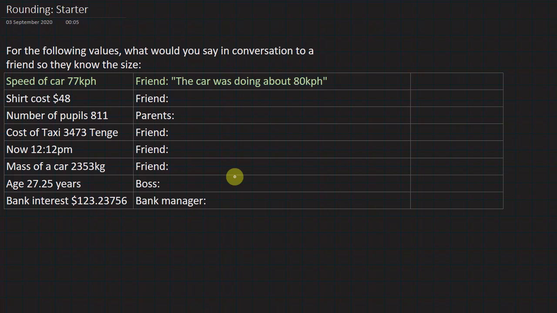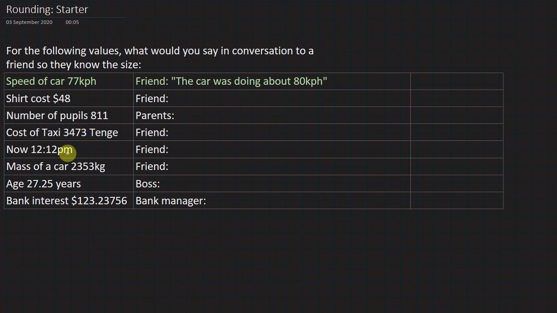So would you turn around to a friend and say a shirt costs $48? Probably not. You might say $50. Number of pupils in the school. If you're talking to your parents, you probably keep using this word about and say there's about 800 pupils in the school. If you're telling your friend the cost of a taxi, the distance might have said 3,473 tenge, but you would probably turn around and say about 3,000 or 3,500 tenge. You'd make the choice between those two.